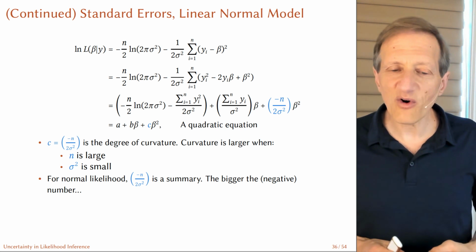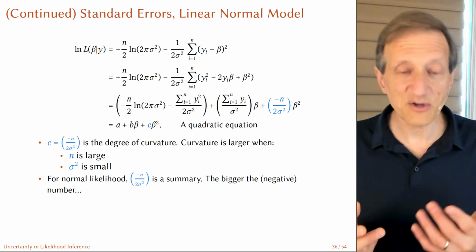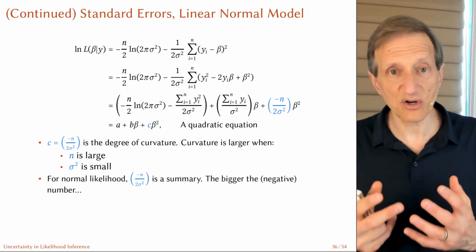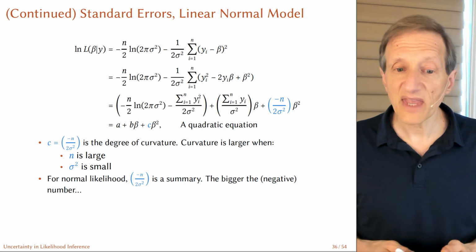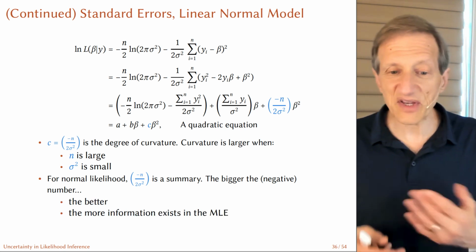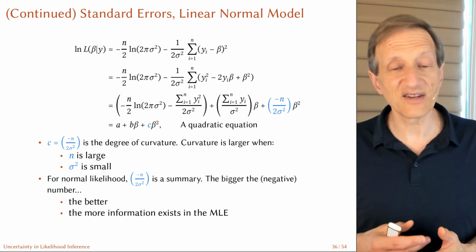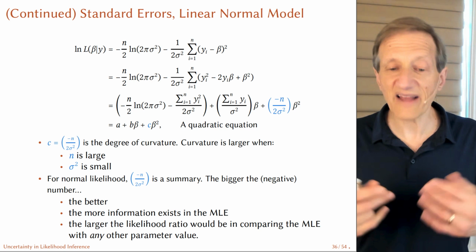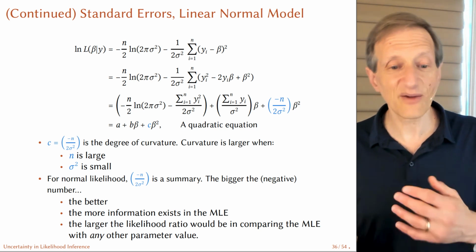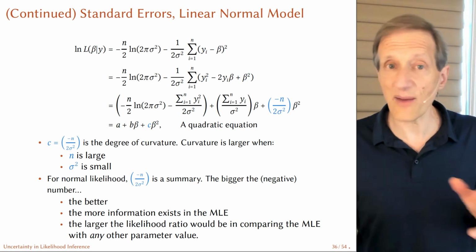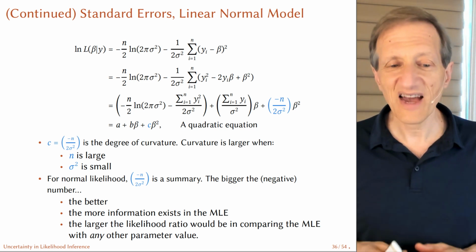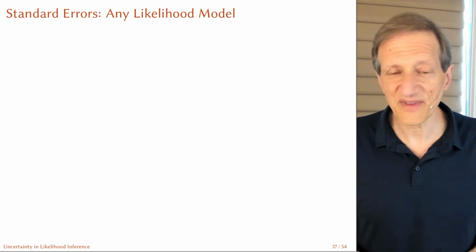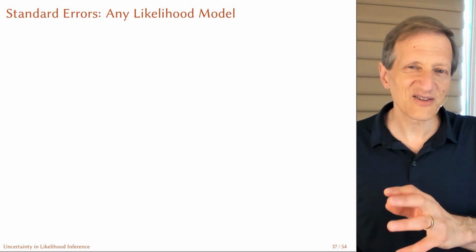Okay, so for a normal likelihood, minus n over 2 sigma squared is a summary of the curvature, or our uncertainty. And the bigger the negative number, the better. The bigger the negative number, the more information exists in the maximum likelihood estimate. And the bigger the negative number, the larger the likelihood ratio would have to be in comparing the maximum likelihood with any other parameter value, any other one. So that's a very useful thing because you don't have to specify which other one. Okay, so that's the standard error for the normal model.